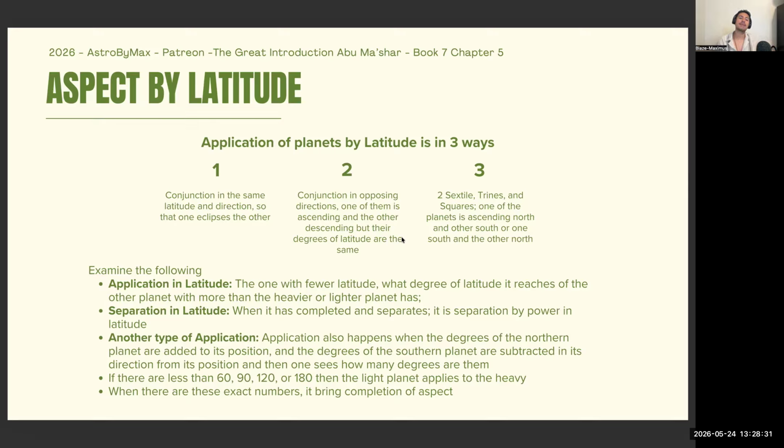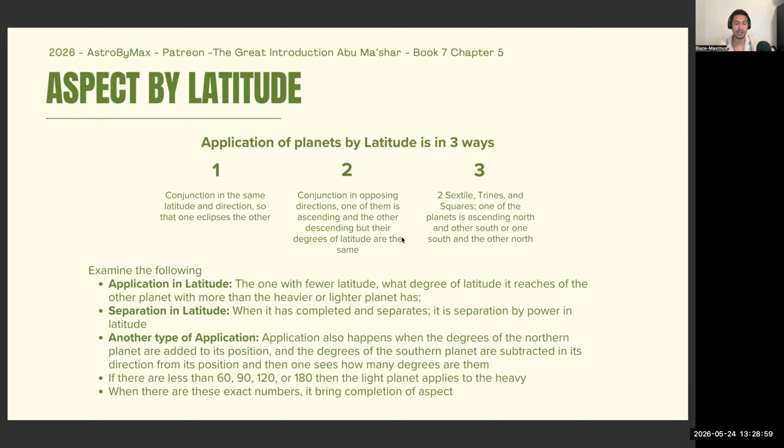And so we're told to examine the following in these types of applications. We must examine, in the applications by latitude, the one with the fewer latitudes, what degree of latitude it reaches of the other planet, with more than the heavier or the lighter planet has. So application in latitude will be when that planet with fewer latitude reaches that other planet with that degree of latitude. And the separation is when the aspect completes and it moves away.